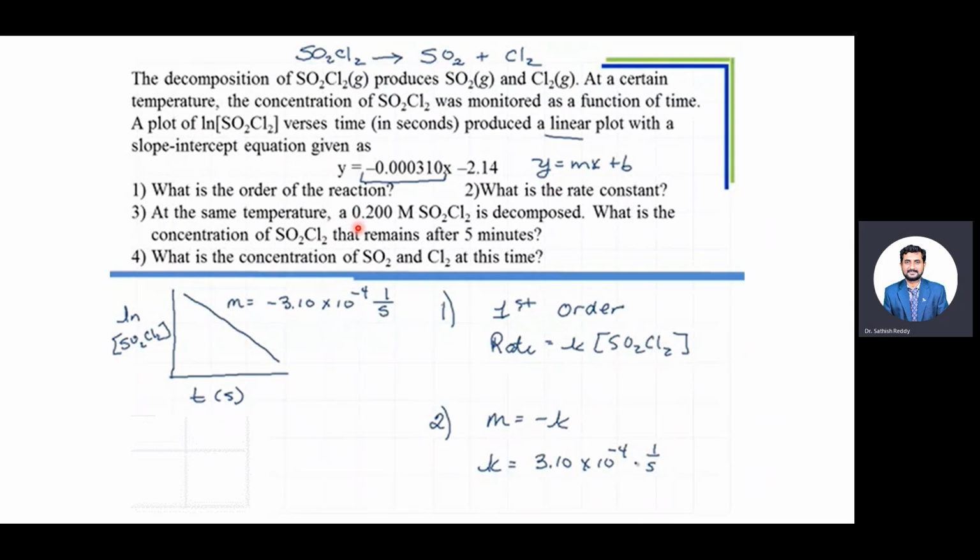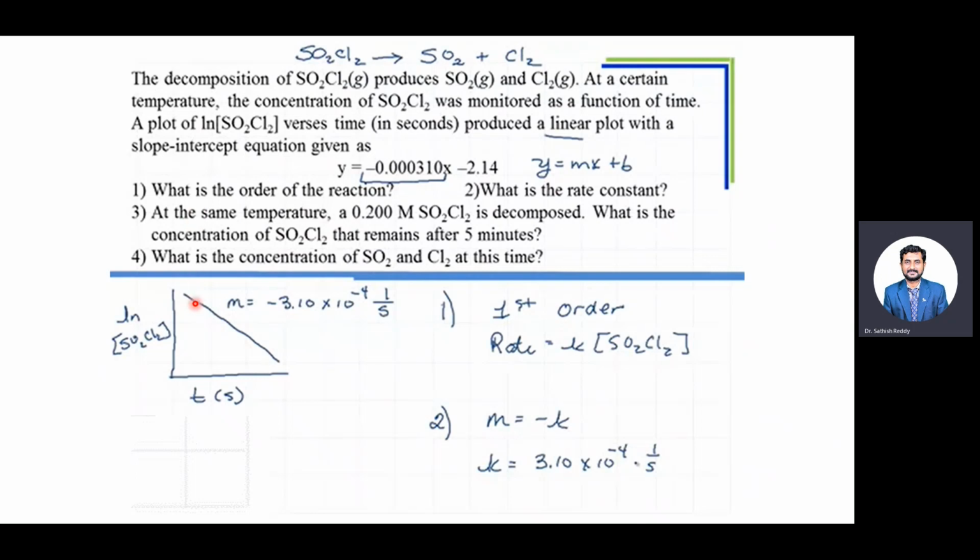there is another question. A 0.200 molar SO2Cl2 is decomposed. What is the concentration of SO2Cl2 that remains after 5 minutes? Also, there is a fourth question.